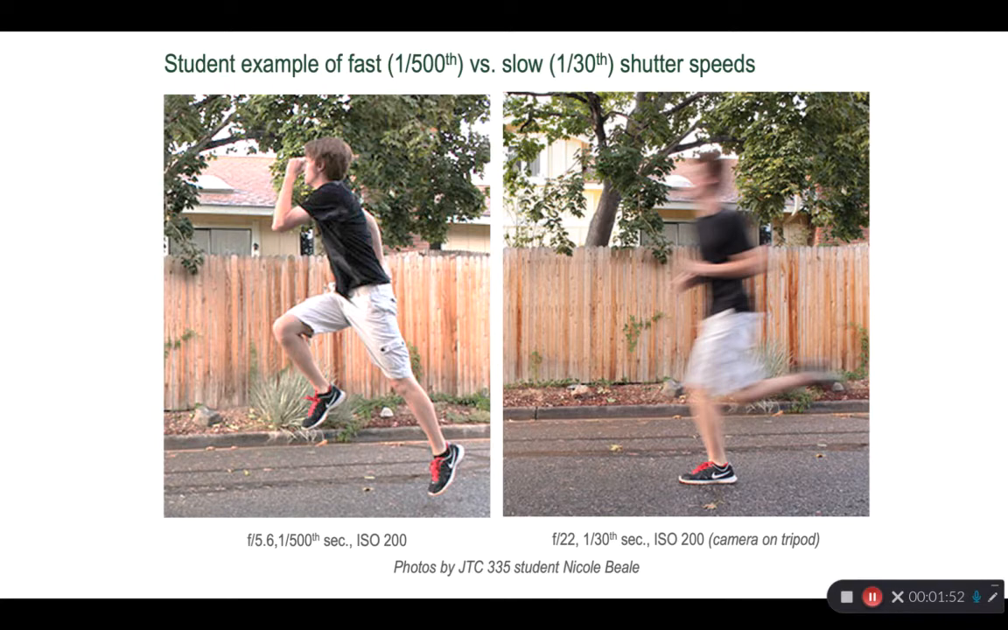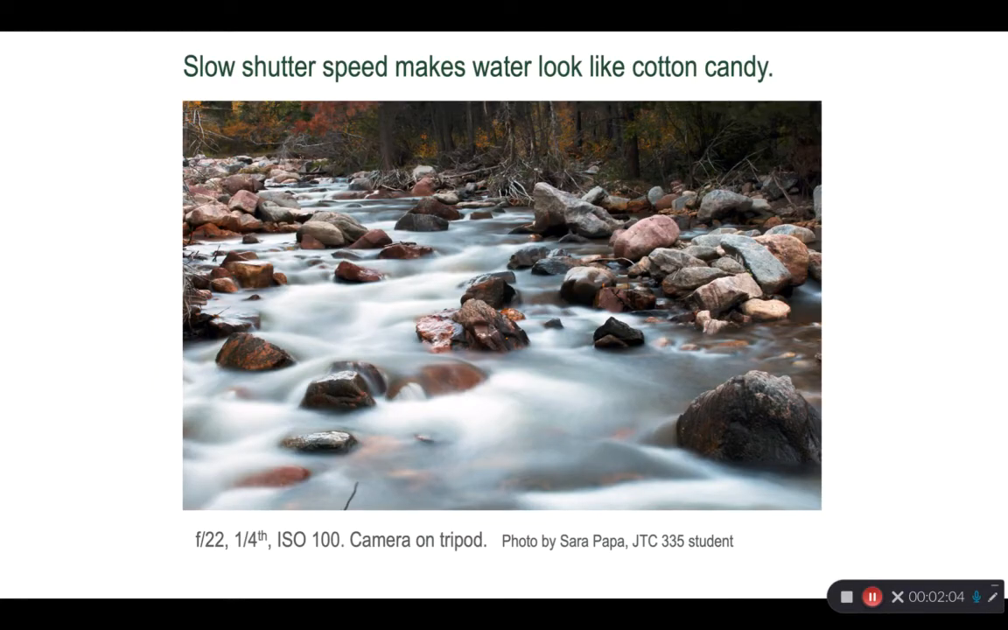Landscape photographers make extensive use of slow shutter speeds. At a 1/4 of a second, the water becomes very smooth and silky and looks like cotton candy almost. And as you slow the shutter farther down from here, the water gets smoother and smoother. Landscape photographers frequently carry heavy neutral density filters so that they can shoot at these very slow shutter speeds in very bright light.